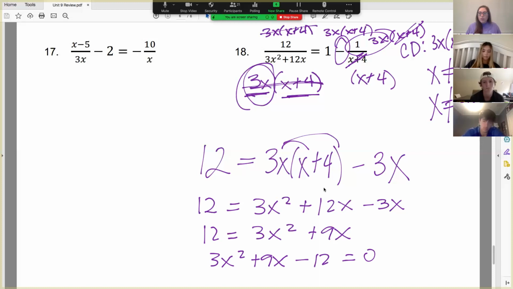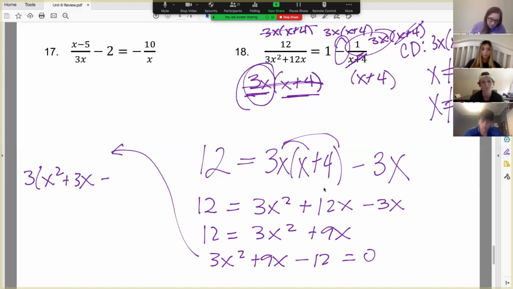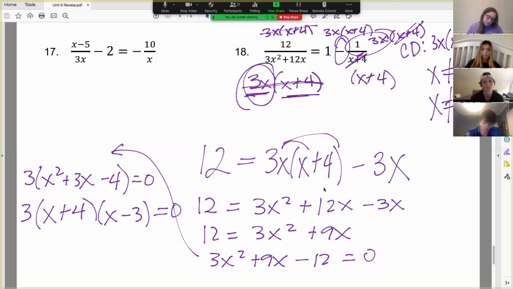And they all have a 3 in common, so I can pull out a 3. I'm going to come over here. And I have x squared plus 3x minus 4 equals 0. Then I can factor it. So it'd factor to be x plus 4, x minus 3. Then I set each parenthesis equal to 0.